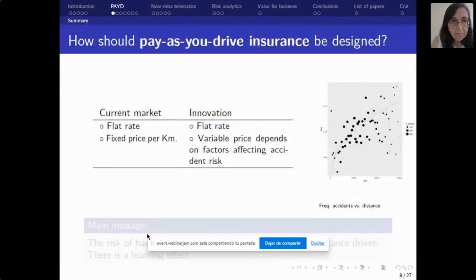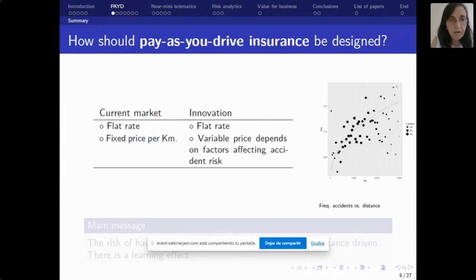All right. For every question, what I have prepared for you is a summary slide. In the summary slide, I'm going to tell you what the current market is, what we can see really out there, what the innovation is that we are working on, and a little bit of flavor of what the conclusions are. So in the current market, it's true that we can buy pay-as-you-drive insurance.